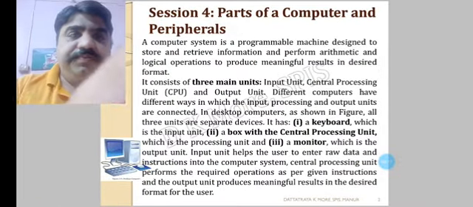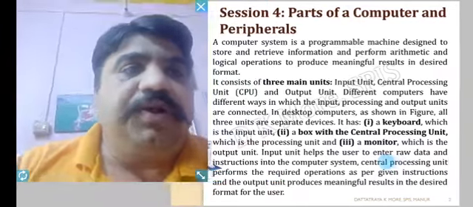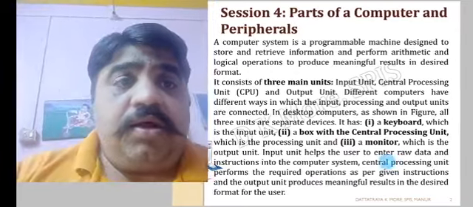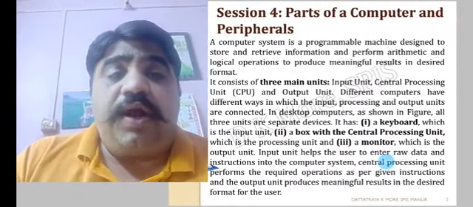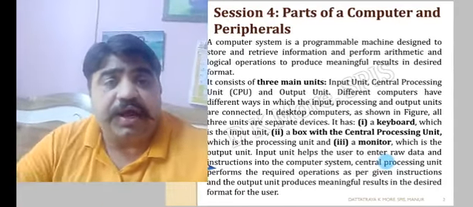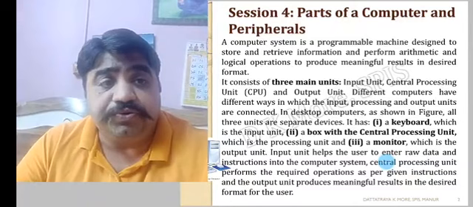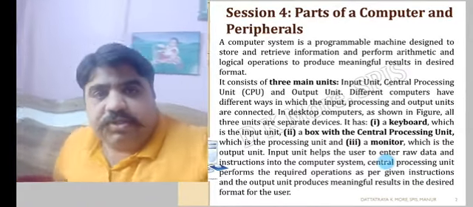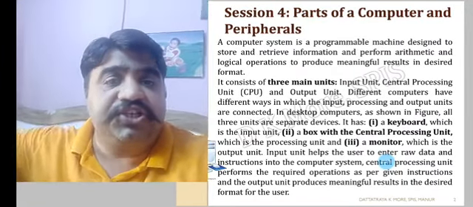In this session number 4, I am going to explain parts of a computer and peripherals. A computer system is a programmable machine designed to store and retrieve information and perform arithmetic and logical operations to produce meaningful results in desired format. This computer system is very useful for our day-to-day life. Nowadays it is very essential.